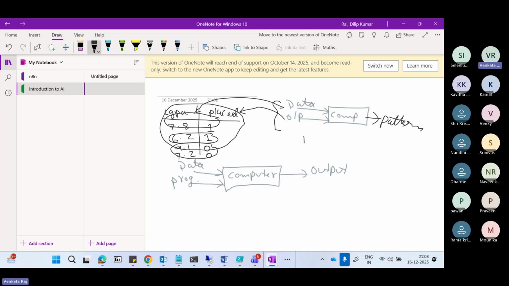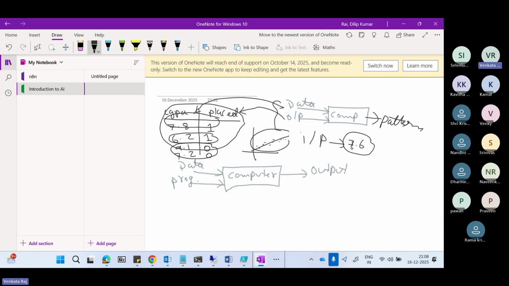Whenever a new input comes in, like if I give it a new CGPA of 7.6, then based on the pattern it has drawn between the input and output, it will try to predict whether a person with a CGPA of 7.6 will be placed or not in the future. So this is what a machine learning algorithm does. It analyzes both the input and output data, finds a pattern, and gives an output based on new input data.